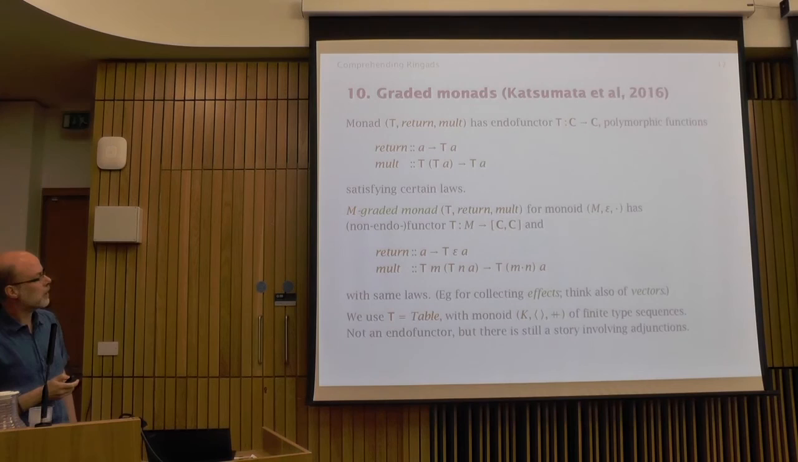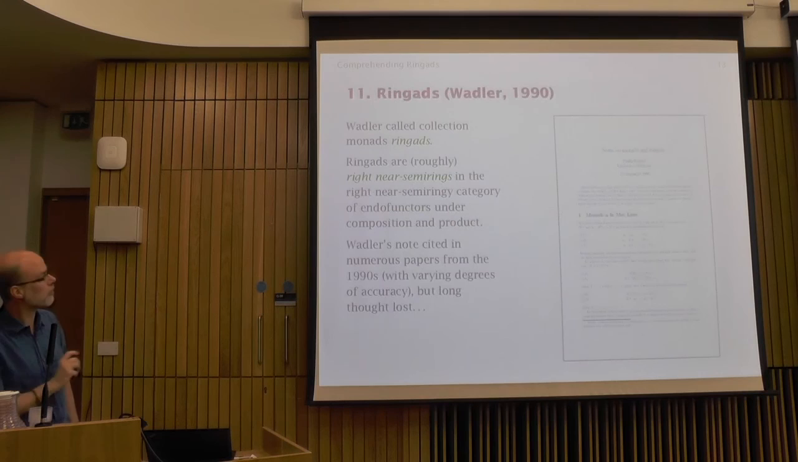So we have Phil indirectly to thank for graded monads. Graded monads are my new friends. So I'm going to finish off with this. These collection monads with a zero and a plus, Phil called them ringads. And he wrote a little paper called Notes on Monads and Ringads in 1990. And just as monads are monoids in the category of endofunctors, ringads are right near-semirings in a right near-semiringy category, because of monoidal category.